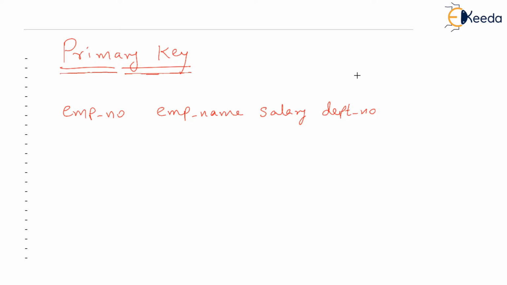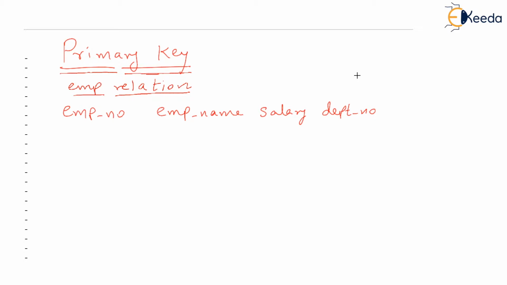Just imagine that we are having a relation called EMP or a table, EMP relation or EMP table, whatever you say, it's same relation or table. So we are having EMP table and there are four columns as shown: employee number, EMPNO, name, salary, and department number in which that employee is working.